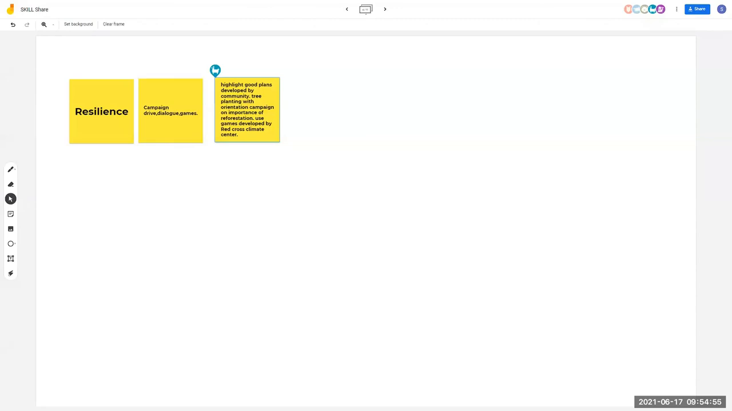And if you're interested in the dashboard and how it can support your work, we're very happy to support, or Kobo as well. So please get in touch for any further information.